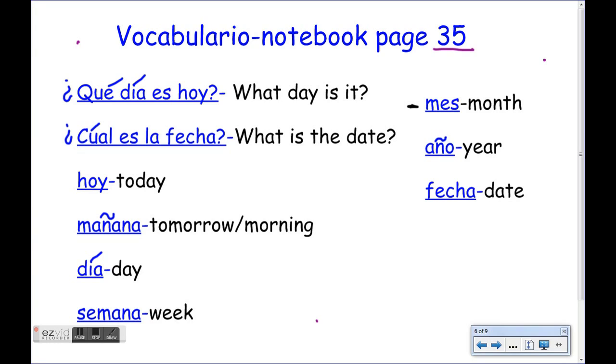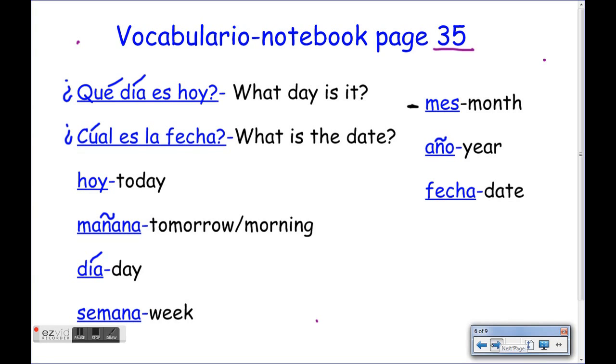Next one, semana. Semana means week. Then we have mes, which means month. Año, which means year. And fecha, which means date. So if you see the word fecha on a piece of paper, it's asking you to write the date. Okay? You should have these all written down along with their translations. Moving on.